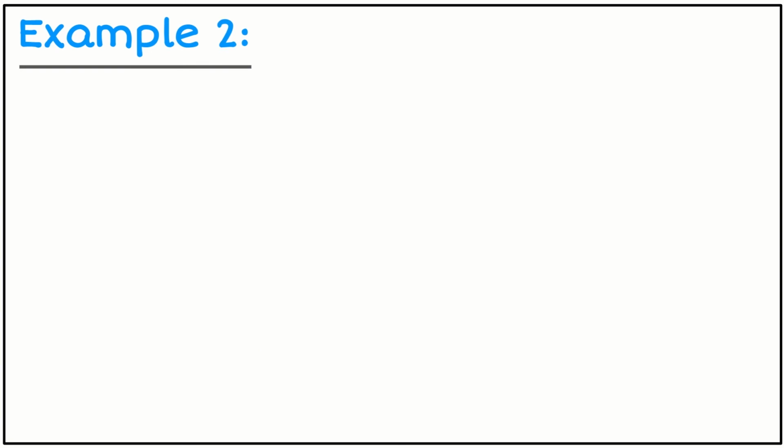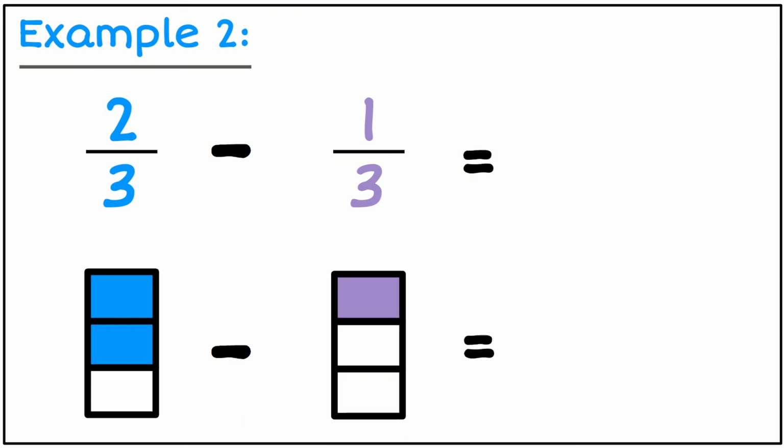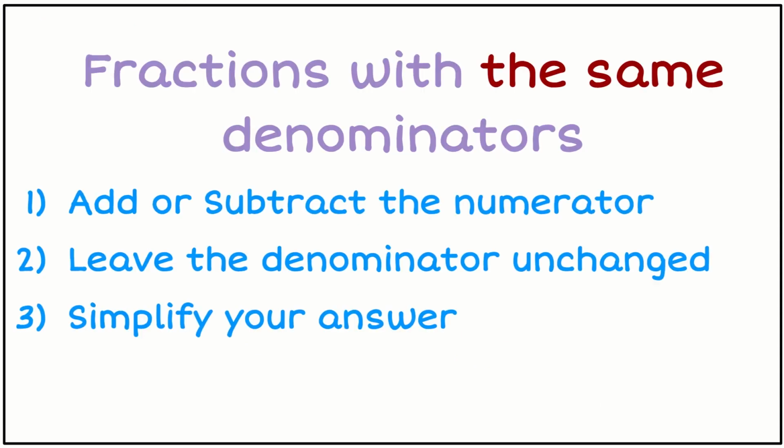So let's try another example. I have 2/3, take away 1/3. So when I'm subtracting now, both of the fractions are in thirds, and I am going to take my 2 minus the 1, and that is going to leave me with 1/3. So again, the denominators, the number on the bottom, has stayed the same, and it's only the number on the top, the numerator, that we've subtracted. So that leaves us to this process, if you like. So fractions with the same denominator, we add or subtract the numerator, we leave the denominator alone, and if we need to simplify it, we can do that.